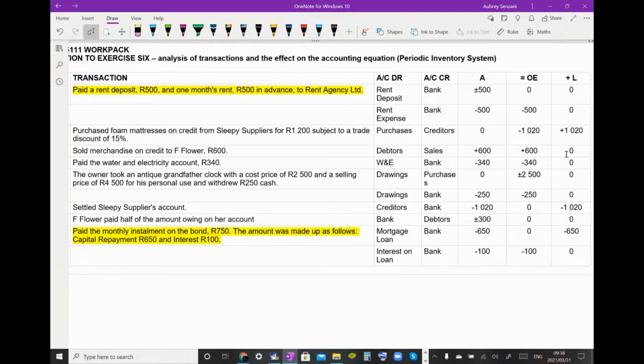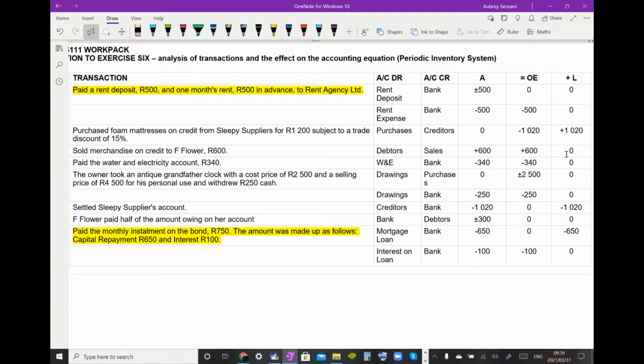Then finally, no, that's fine. That's it. Then we can move on to the next transaction. So these guys are in the mattress business. We purchased a foam mattress on credit for 1,200, subject to a trade discount.